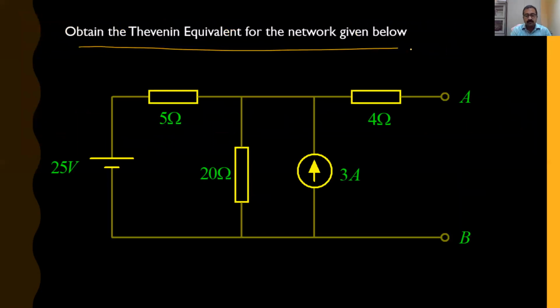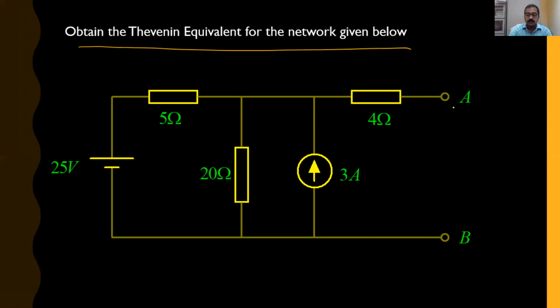Obtain the Thevenin equivalent for the network shown below. There's a 25 volt source and a 3 ampere current source, with 5 ohm, 20 ohm, and 4 ohm resistances. We have to find the Thevenin equivalent with respect to points A and B. Here the load points A and B are already given as open, so there's nothing to worry about.